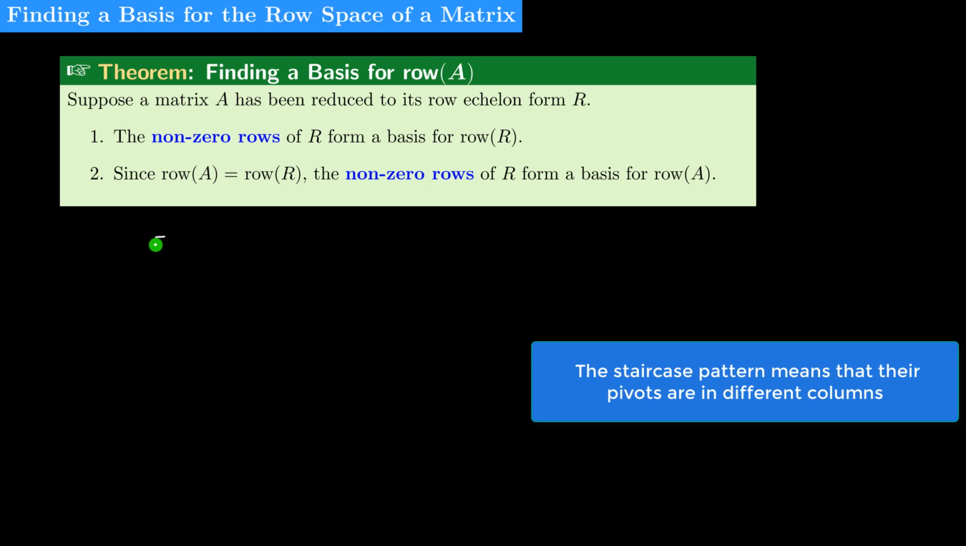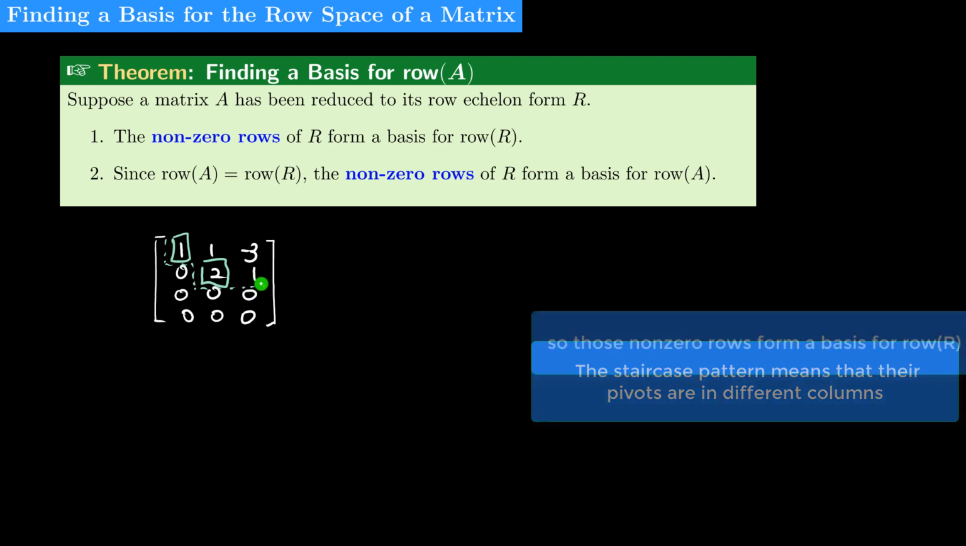For example, let's consider this matrix here in row echelon form. We have 1, 1, minus 3, 0, 2, 1, 0, 0, 0. This is the row echelon form that you see in one of the previous examples. Now the pivot is here and here. Okay, so we have a staircase kind of pattern here. Now there are two non-zero rows, the first and the second rows, with pivots in different columns. And we can see clearly that none of these two rows are scalar multiples of the other row. Therefore, these two rows are linearly independent.